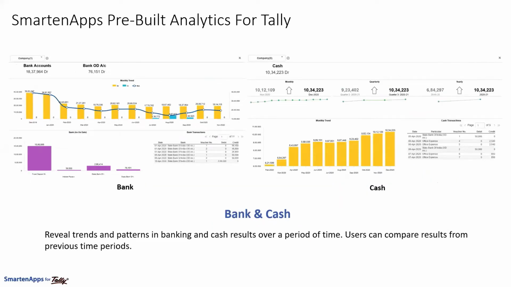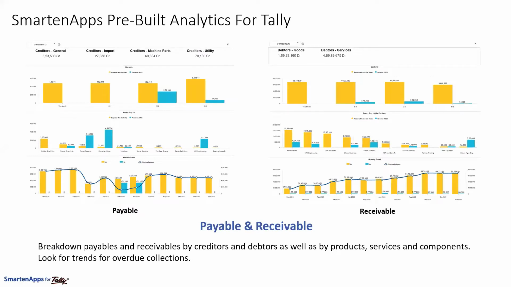Same way, bank and cash by different account types, including the OD account and other bank accounts that you may have. Payable and receivable: how this cycle is moving and how you are keeping up with your payables and receivables. Say how your payments are coping up with actual payables, whether they are going up or going down. You can drill down by parties. You can drill down up to voucher level to understand where this payable or receivable is accumulating from. So very detailed analysis.